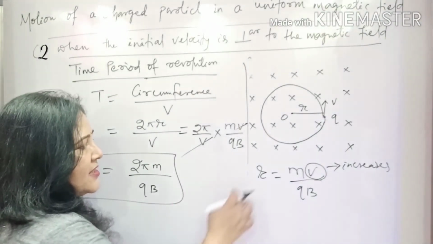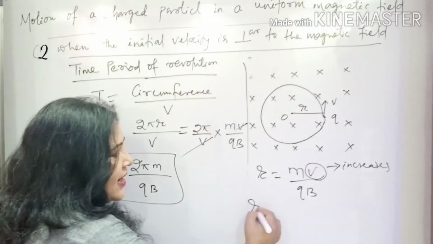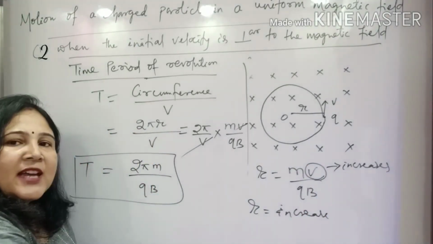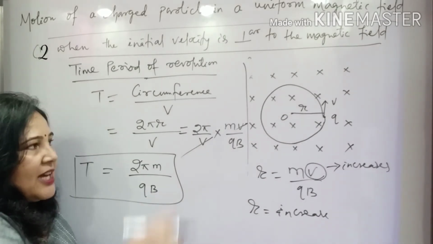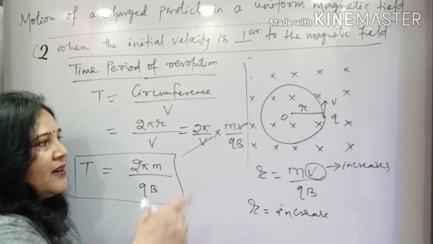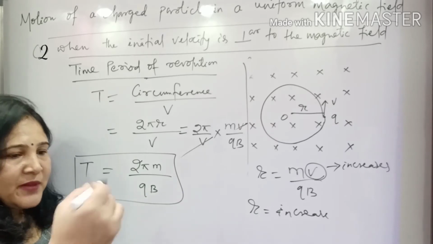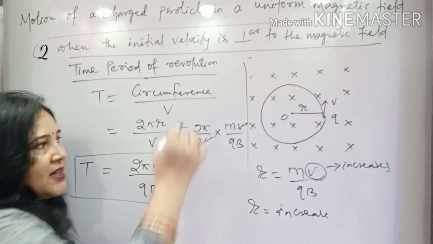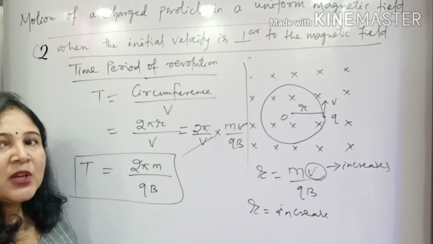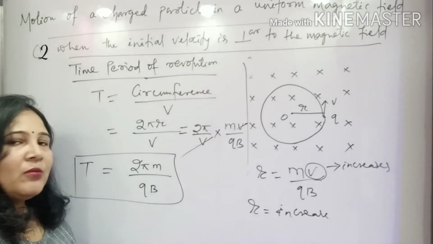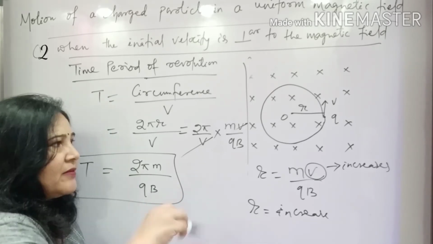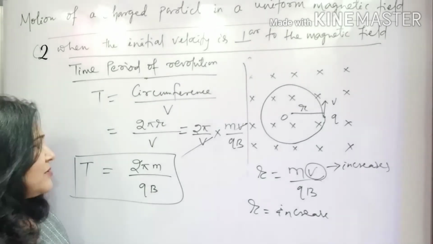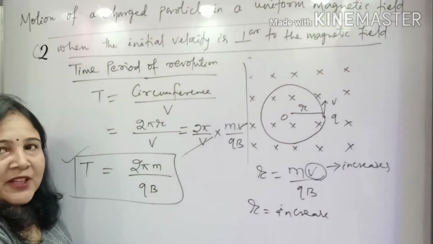So if v increases, that means the charged particle is moving very fast, then what will happen? The radius will also increase. That means the charged particle starts making a greater circle. The circle size will increase. So ultimately, it will take the same time to cover the same distance, or one complete revolution. So that's why the time period is independent of v and r.